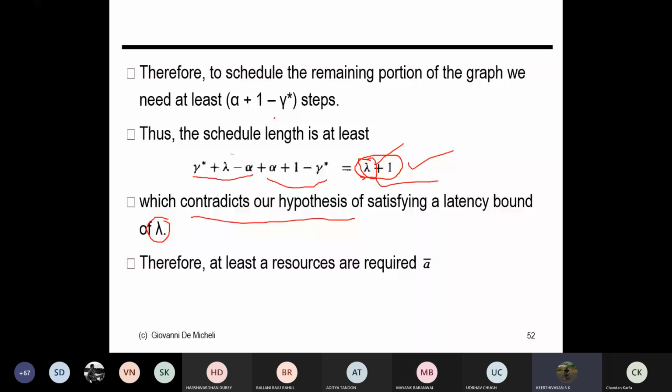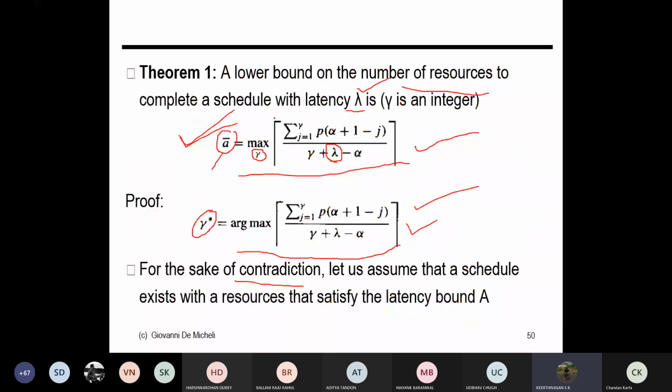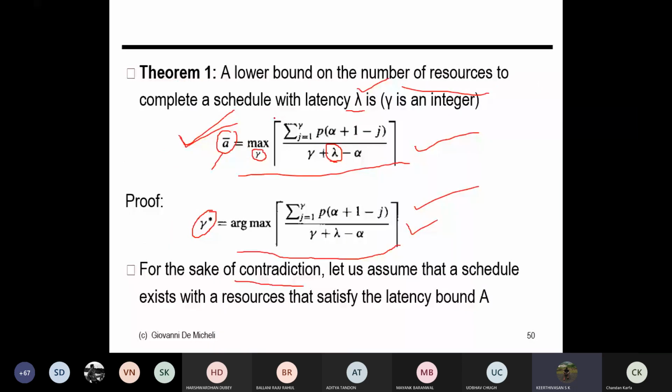Sir, could you go back to the previous slide? One more previous slide further, the one before, slide 50. Yes, here. Could you state once again what this expression means, the thing inside, sigma of p of alpha plus 1 minus j by gamma plus lambda minus, what does it exactly say?